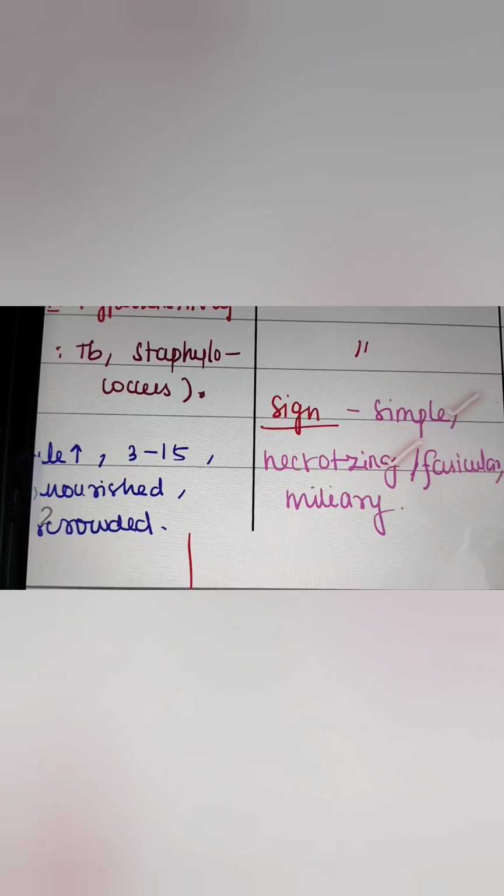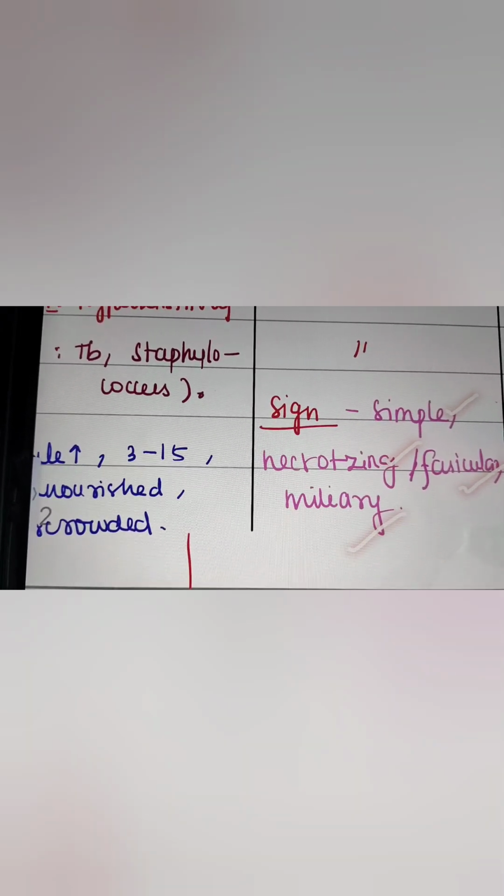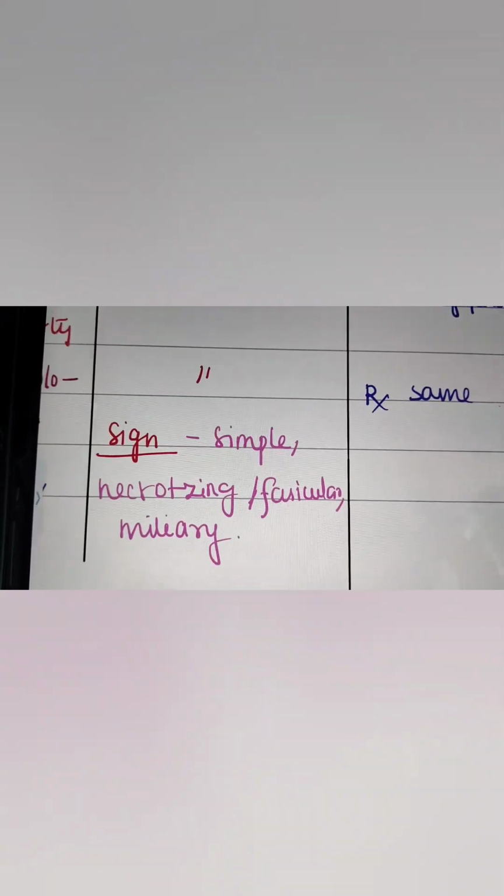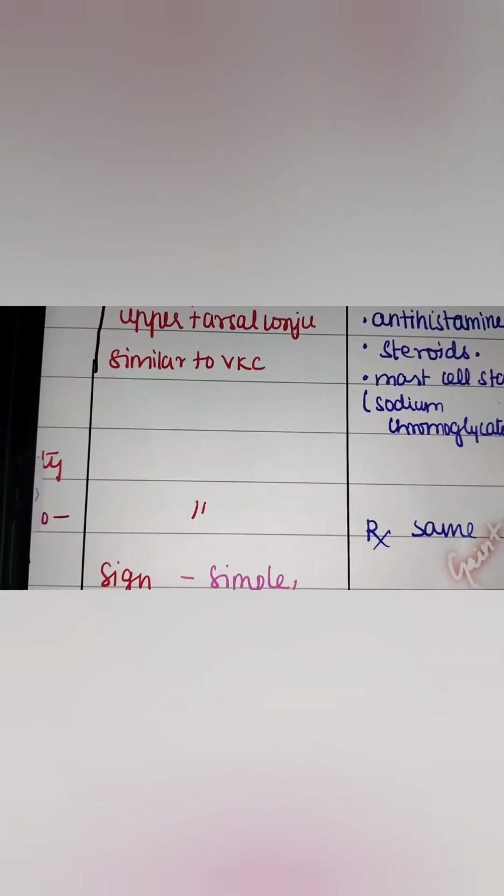And signs, if you see, simple, necrotizing, fascicular, and miliary types of phlyctens can be seen. Treatment, the same as for giant papillary conjunctivitis. You will also remove the causes that lead to phlyctenular keratoconjunctivitis, and also other things. And at last we have contact dermoconjunctivitis. It is also due to type 4 hypersensitivity reaction. And what are the differential diagnoses for phlyctenular keratoconjunctivitis? That is your episcleritis, scleritis, conjunctival foreign body, and granuloma. So these are the differential diagnoses for phlyctenular conjunctivitis.